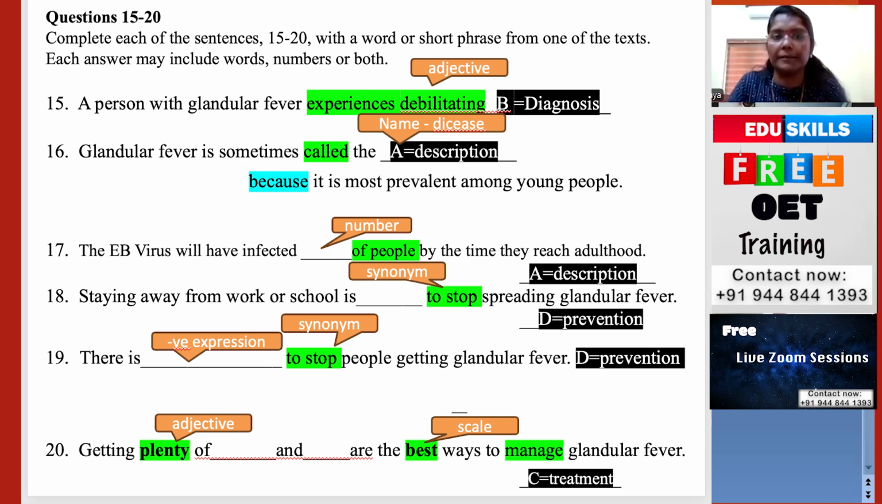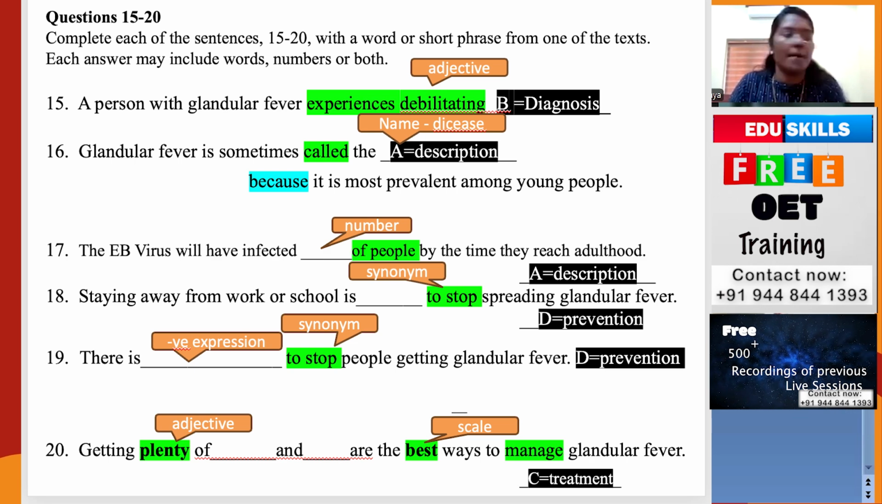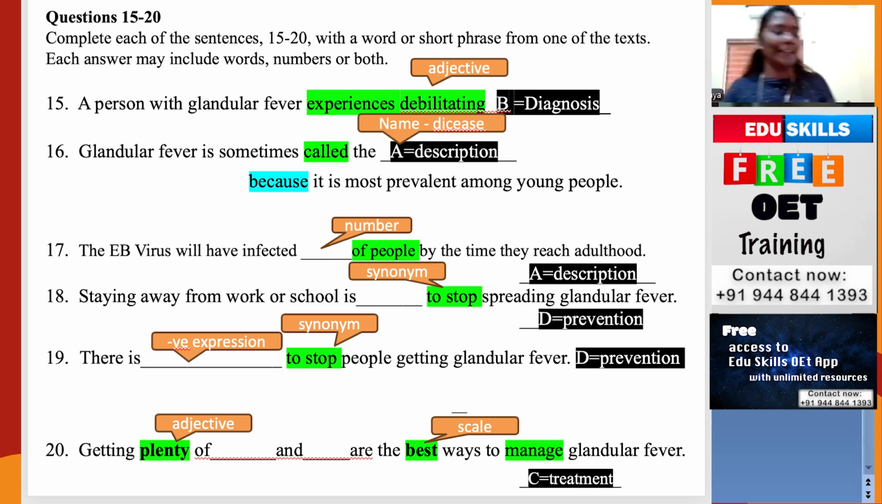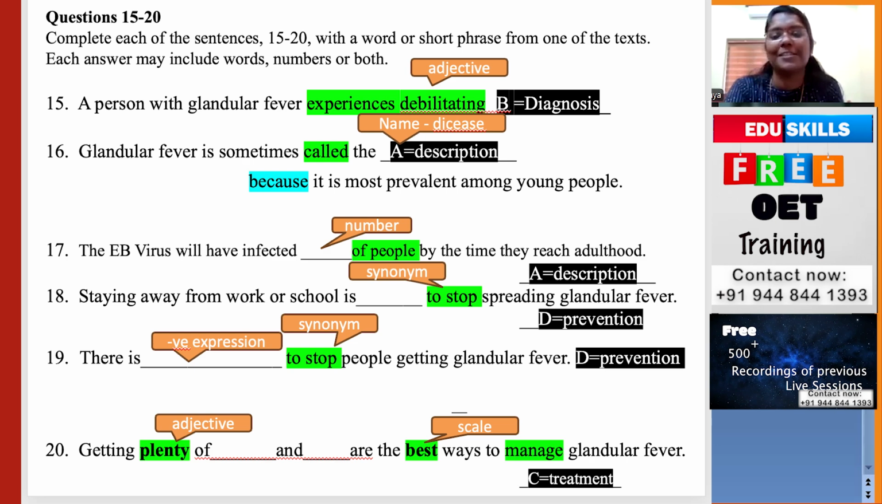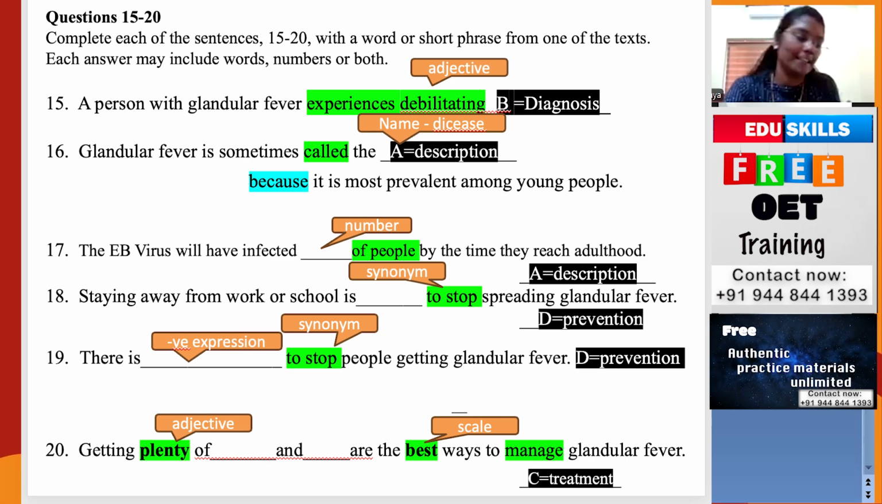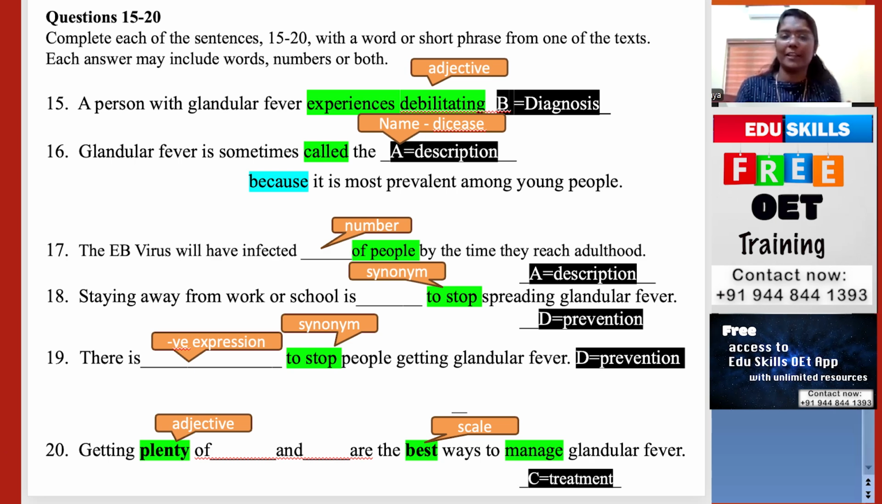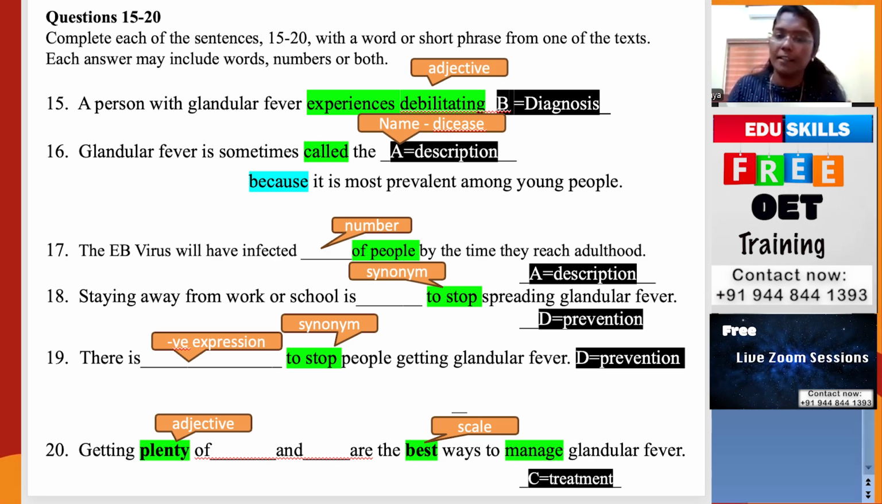Text A heading: definition, description. Definition and then description. B: Diagnosis, symptoms. Then the name of the text, C: Treatment. Text D: Prevention. Okay, I hope all of you understood and got the text headings.